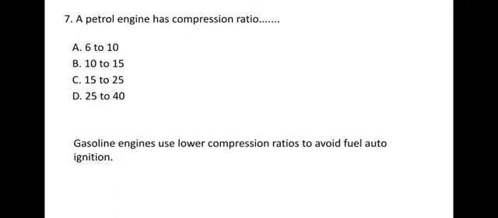A petrol engine has a compression ratio, and the answer is 6 to 10. Okay, so the petrol engine has a compression ratio of 6 to 10. Gasoline engines use a lower compression ratio to avoid fuel auto ignition. The petrol engine is also known as a gasoline engine, and its compression ratio is less than that of the diesel engine, because if we increase the compression ratio of the petrol engine, then there may be a possibility of auto ignition of the petrol.